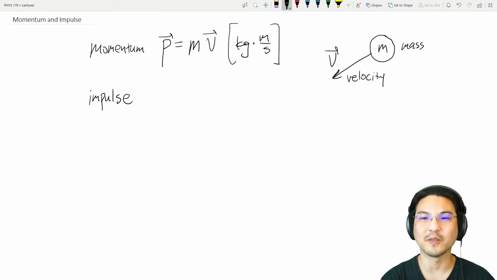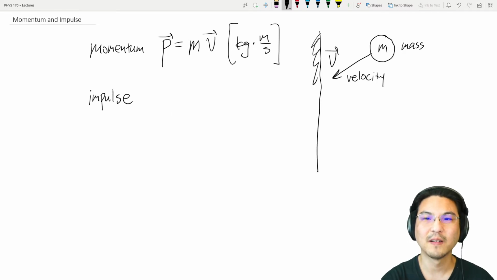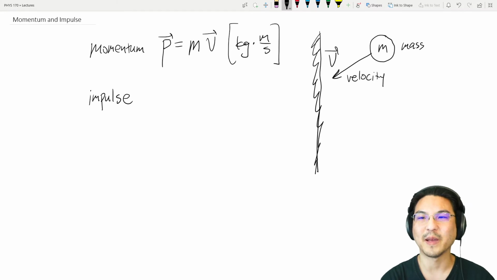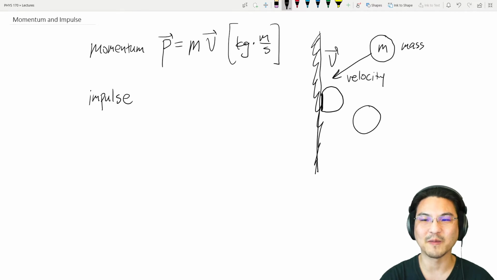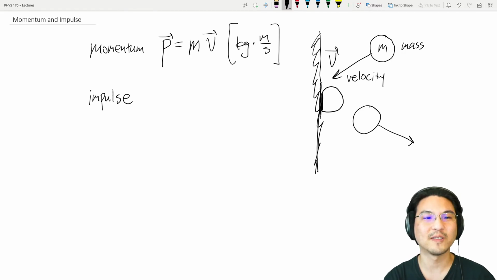So let's say there's a wall over here. So this mass is flying toward the wall, hits the wall. Let's say it's a ball or something. It deforms a little bit and then bounces off the wall, goes this way. Let's say you put a sensor right here on the wall and you measure the force as a function of time.